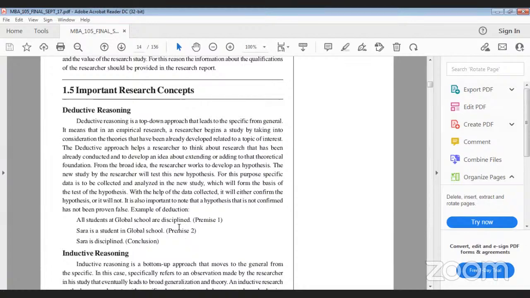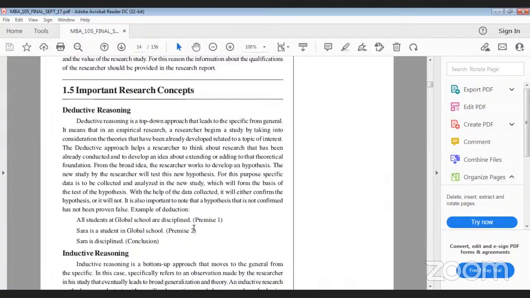The researcher works to develop a hypothesis. The new study by the researcher will test this new hypothesis. For this purpose, specific data is to be collected and analyzed in the new study, which will form the basis of the test of the hypothesis. With the help of the data collected, it will either confirm the hypothesis or it will not. It is also important to note that a hypothesis that is not confirmed has not been proven false.